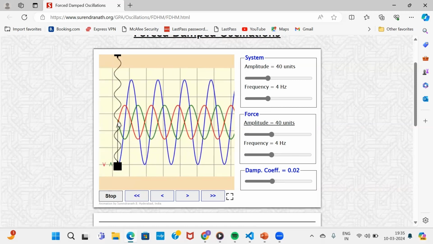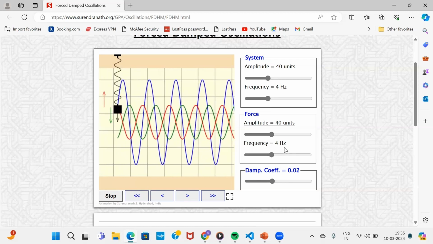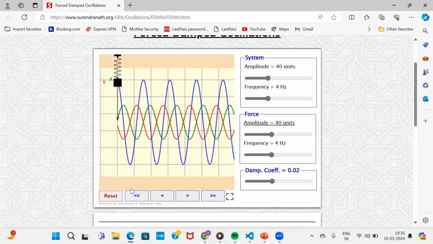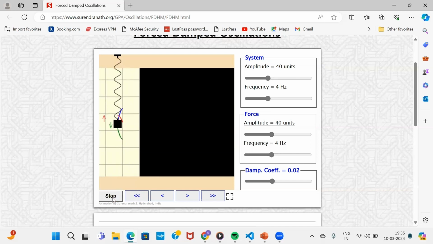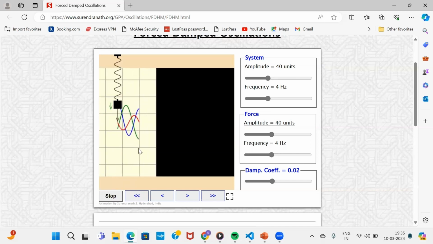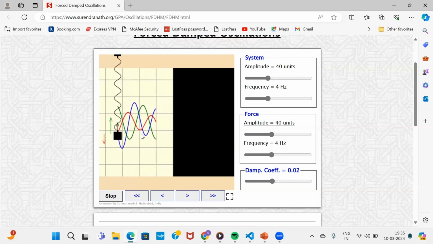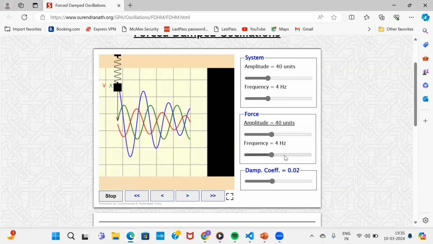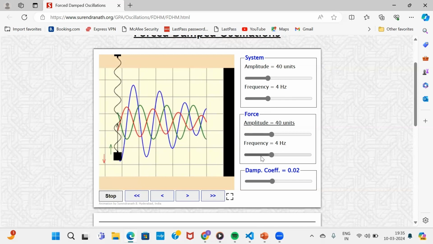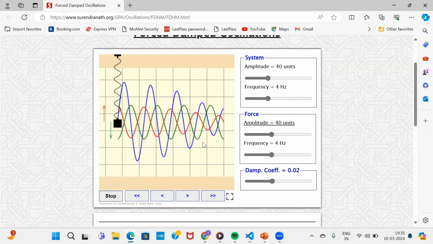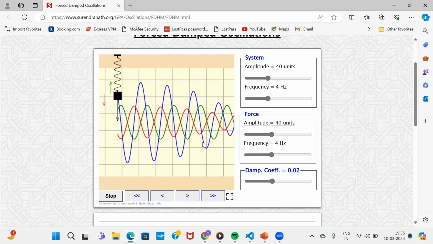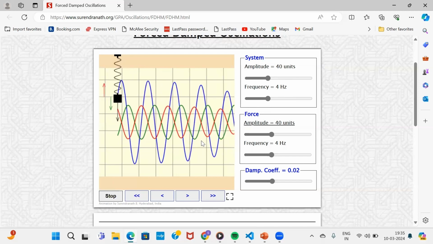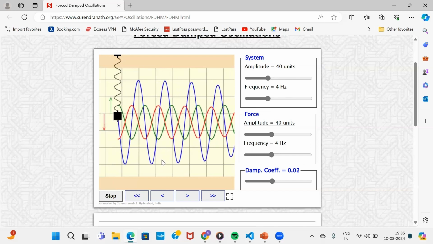See here, the frequency is 4 Hz, but the amplitude is high in this case. Why is the amplitude high? If the natural frequency of the system and the frequency of the applied periodic force are both equal, then the system is in resonance. And a system in resonance oscillates with the maximum amplitude.